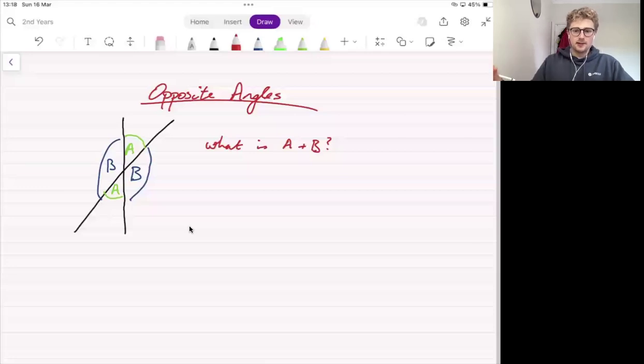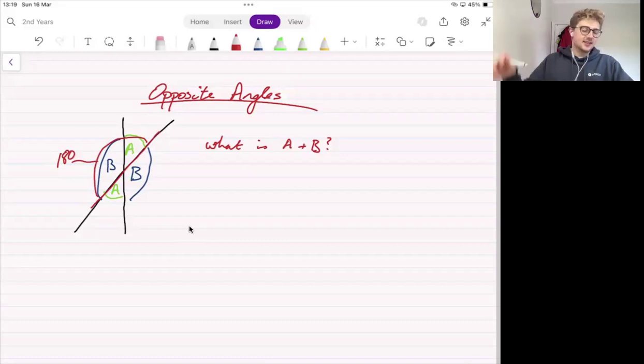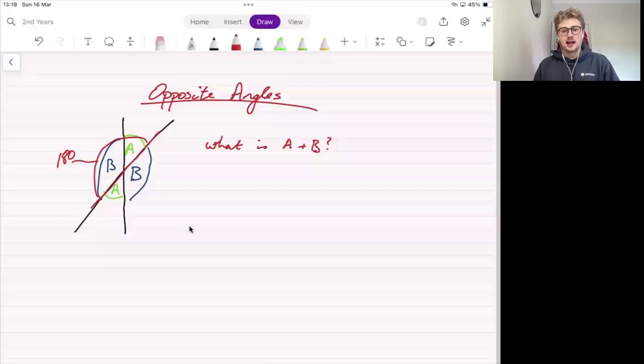Well, this is a straight line, and we know a straight line has 180 degrees, and that angle of 180 degrees is made up of an A and a B, so A plus B is 180. It's just a little thing I wanted to show you. We're not just using these rules in isolation, lads. We're going to be building up a toolbox of rules that we can use to approach different questions.